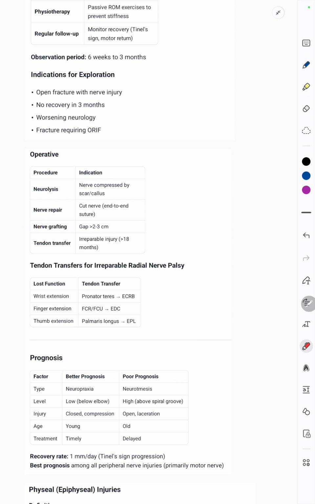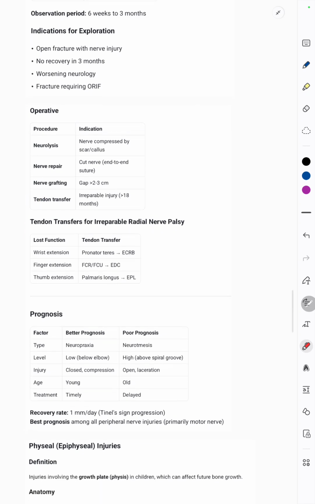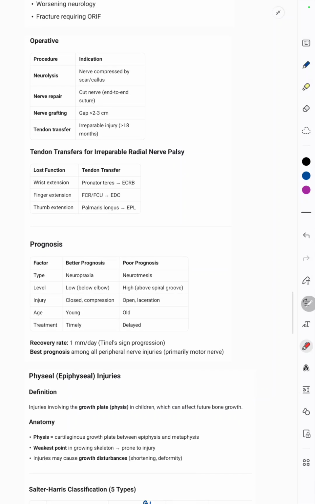Nerve grafting is done where there is a gap of 2 to 3 centimeters, and tendon transfer where there is an irreparable injury for more than 18 months. The tendon transfers that are used for wrist extension are pronator teres and extensor carpi radialis brevis. For finger extension, flexor carpi radialis or ulnaris, and for thumb extension, palmaris longus.